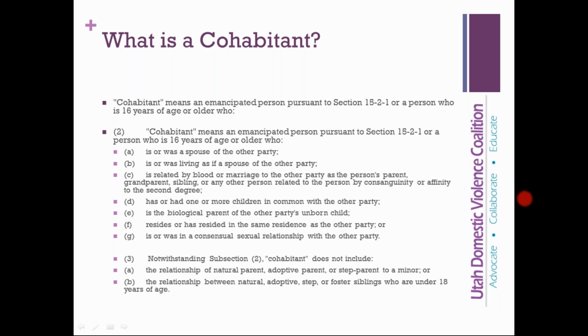Down here at the bottom, it defines what cohabitant does not include, like a natural parent to a minor, stuff like that. That would fall under a different statute. It wouldn't fall under the domestic violence statute. Okay. If anyone has any questions on that, absolutely submit those to the question box on your webinar tool.